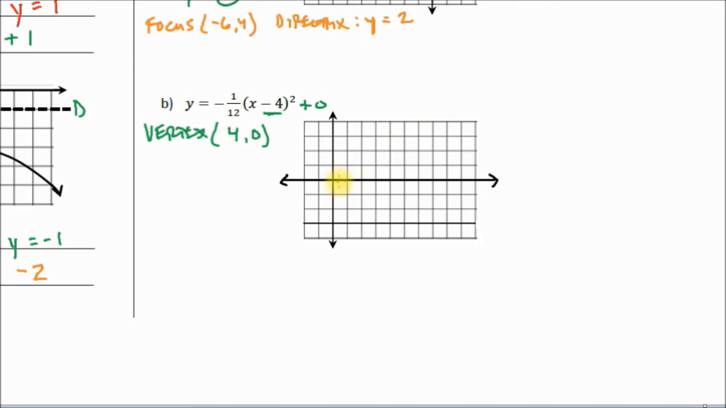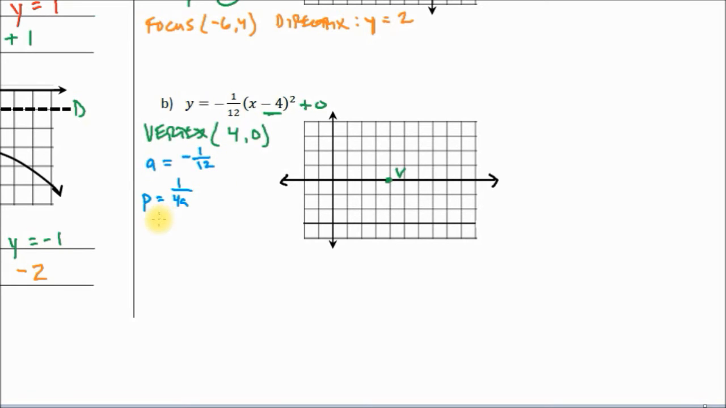Okay, so now we should be able to plot our vertex, which is at 1, 2, 3, 4, 0. There's our vertex. Alright, let's find our p-value. We're going to find that by using a. a is equal to negative 1/12. Our p-value is going to be 1 over 4a.